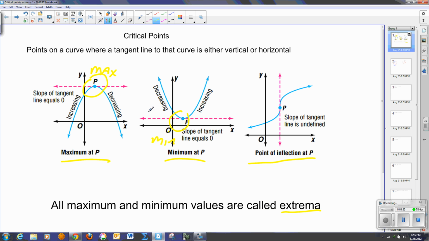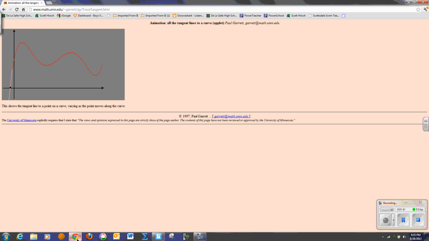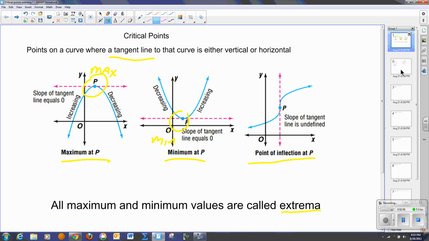Now, if you want a better idea of what a critical point is and what a tangent line looks like, take a look at this little slide that I've got for you. All right, as you see on the red curve, there is a white line that is touching only in one spot as it goes through. That white line is the tangent line at any given point on the graph. And anytime you see it go horizontal or dead vertical, we call that a critical point. All right? Let's kind of move on.